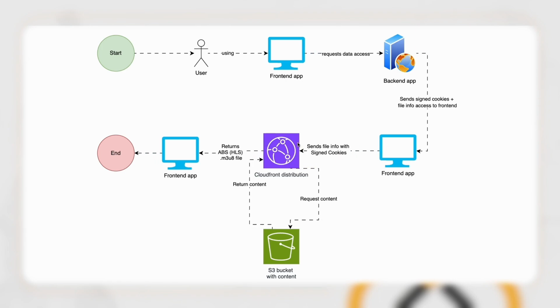Once the CloudFront distribution receives this and validates the access using signed cookies, it will request the data from the S3 bucket, which is bucket 2 that we described previously in our project steps. The bucket will return this information to the CloudFront distribution, and the CloudFront distribution will return the M3U8 file to the frontend app. The M3U8 file is the playlist file which controls the different resolutions for the frontend app to use. And that's pretty much it.